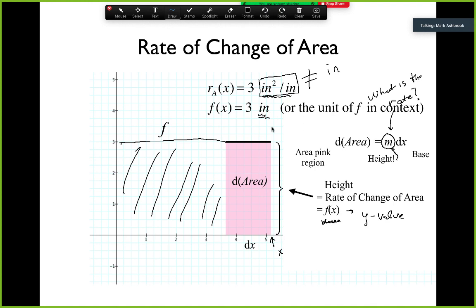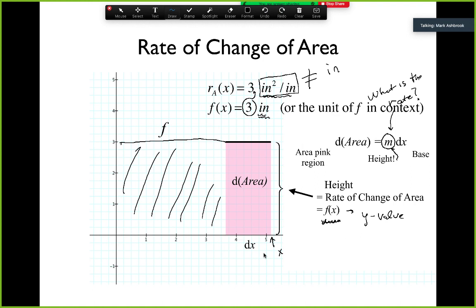So we said that the rate of change is the function value. We're going to take the value of the function to get the rate of change, but then we note that the rate of change has different units. So we're going to use the function value, but with different units, to be our rate of change of area. And those units are area unit per x unit. Okay, is this making sense?